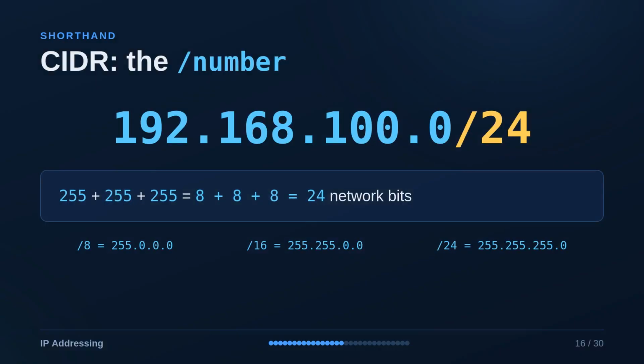Writing the full mask gets tedious, so we use slash notation, called CIDR. 192.168.100.0/24. The /24 simply counts the network bits. 3 octets of 8 is 24, so /24 and mask 255.255.255.0 are identical.